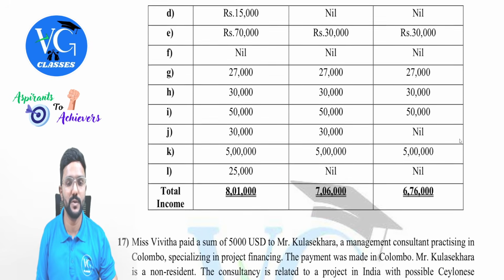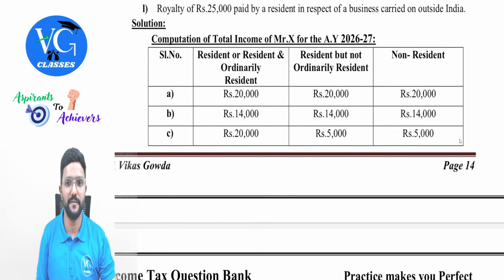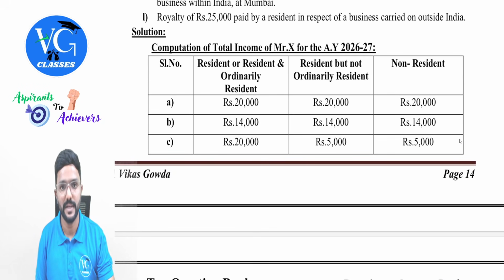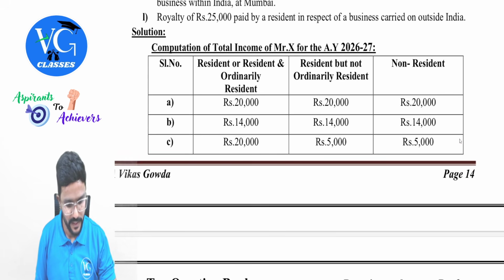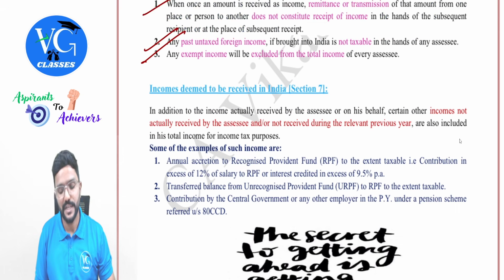Same way, guys. And in this question, there are no deductions. So straight away, just add up everything, whatever is the income taxable in the hands of the respective person, depending upon his residential status. Next, section 7.